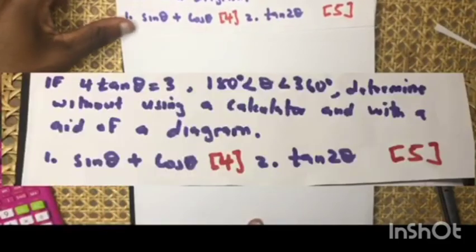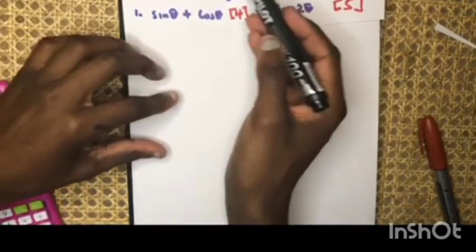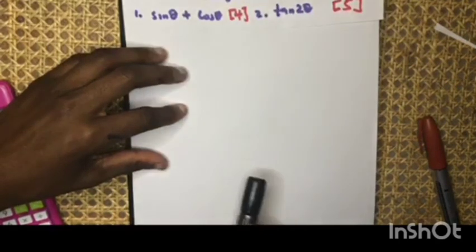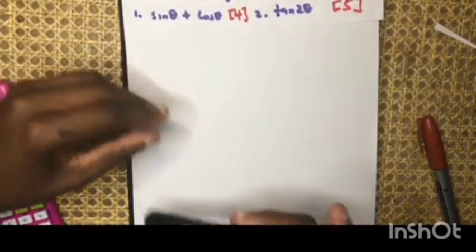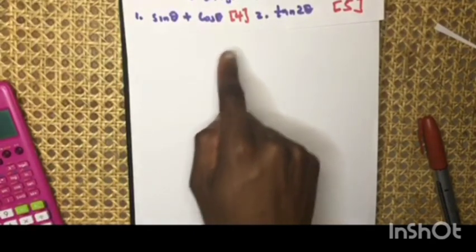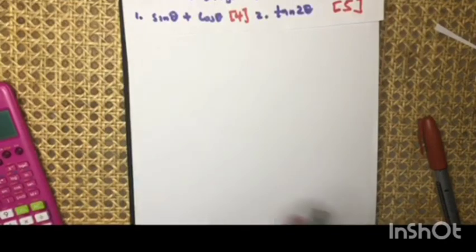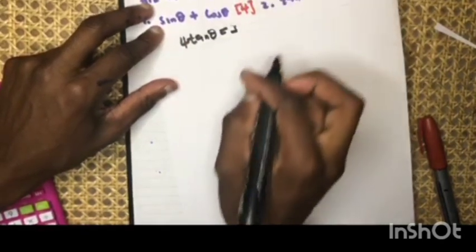So what we have here, we are given this question. They are saying if tan theta is equal to 3, where theta is bigger than 180 degrees but less than 360, determine without using a calculator and with the aid of a diagram sin theta plus cos theta, 4 marks, and tan 2 theta, that's 5 marks. So I need to isolate tan first, guys. So I have 4 tan theta before I consider the restriction.